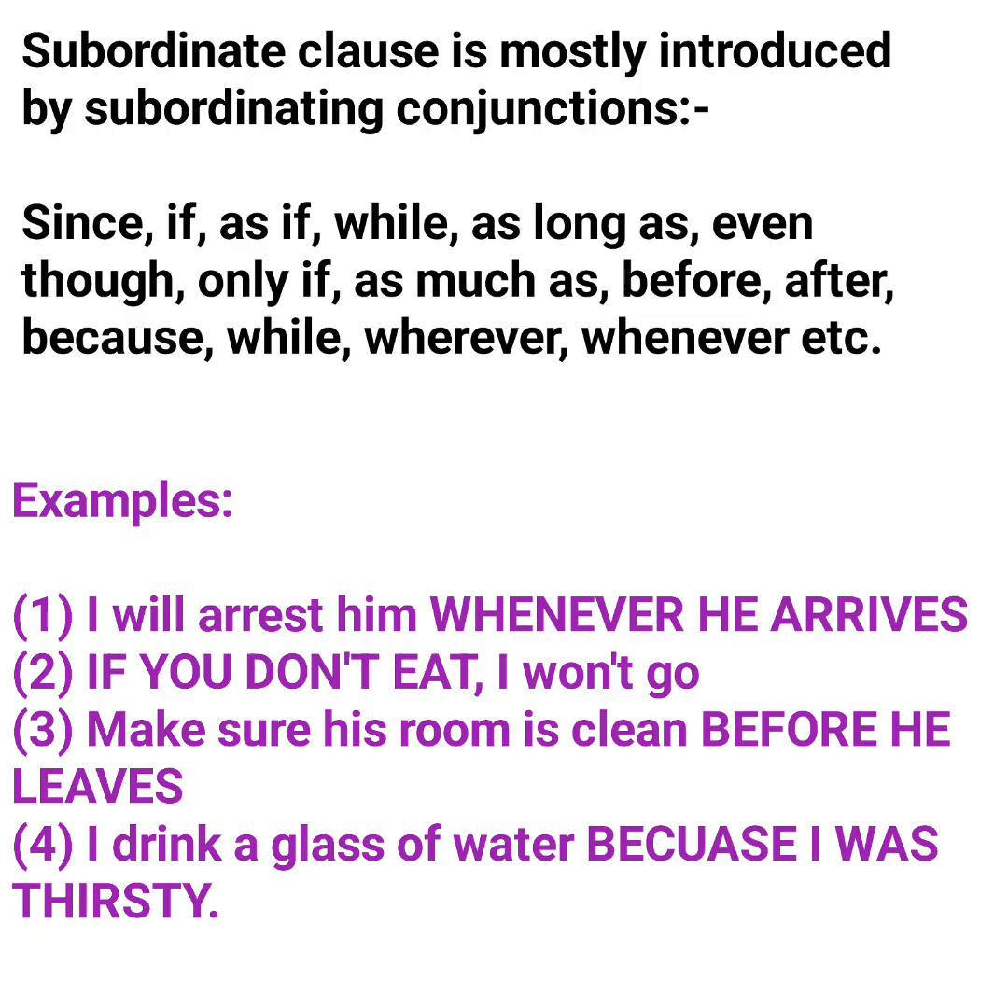For instance, I will arrest him. That is a main clause. Whenever he arrives, whenever or wherever I see him, whenever or wherever in this statement, they are subordinate clauses because they are introduced by subordinators. We have many subordinators, so try as much as possible to know them. So I will arrest him, main clause. Whenever he arrives, subordinate clause.